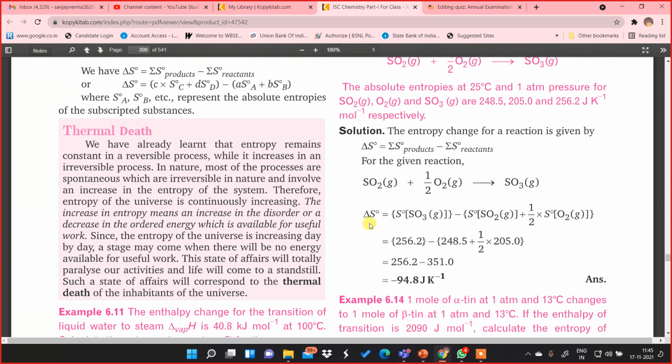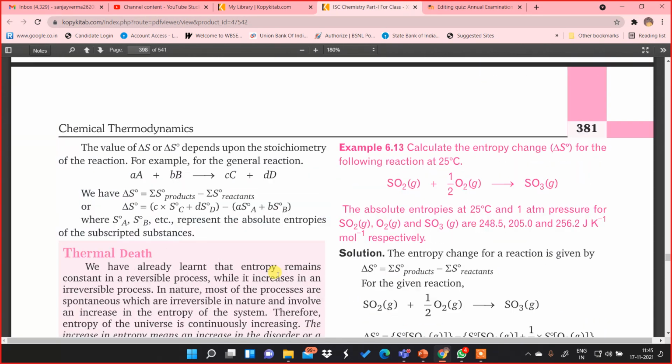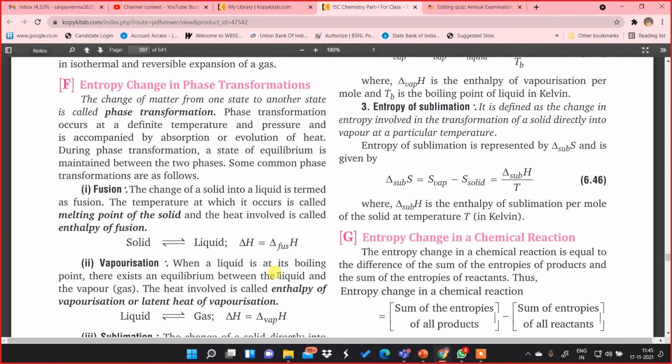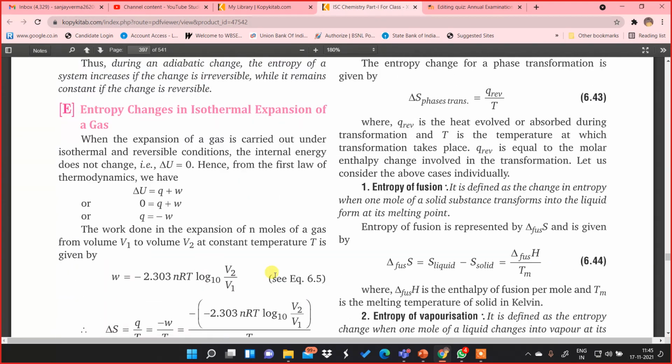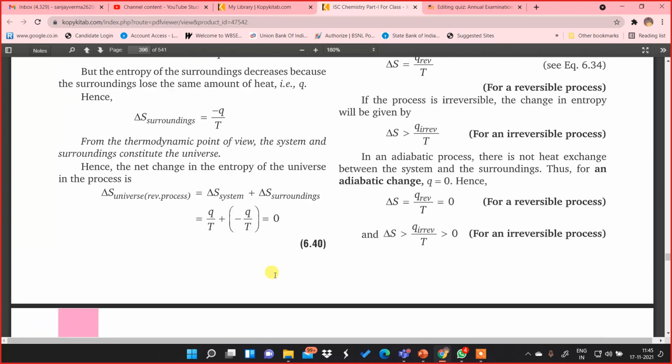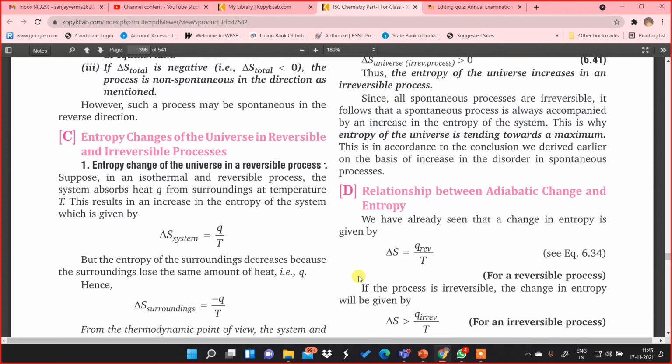The value of entropy change is coming negative. So what does a negative value of entropy change mean? Is it an endothermic reaction or an exothermic reaction? Tell me. Delta S is negative. I'll just revise. Just a second. You might find it confusing, but it's important to practice it several times.